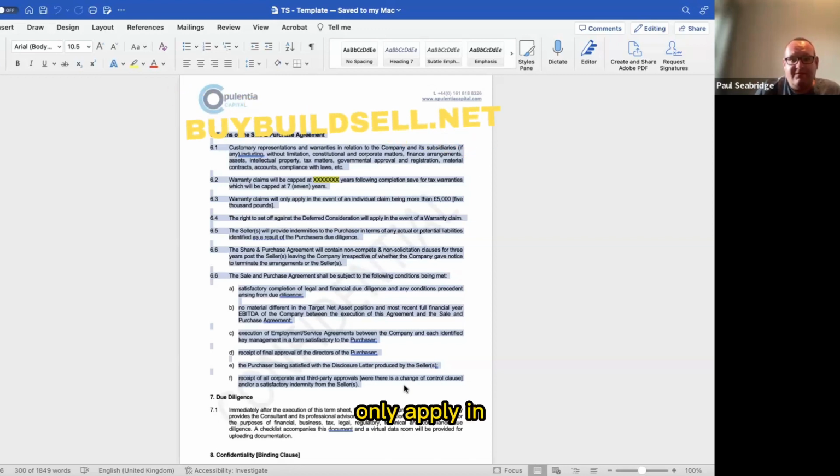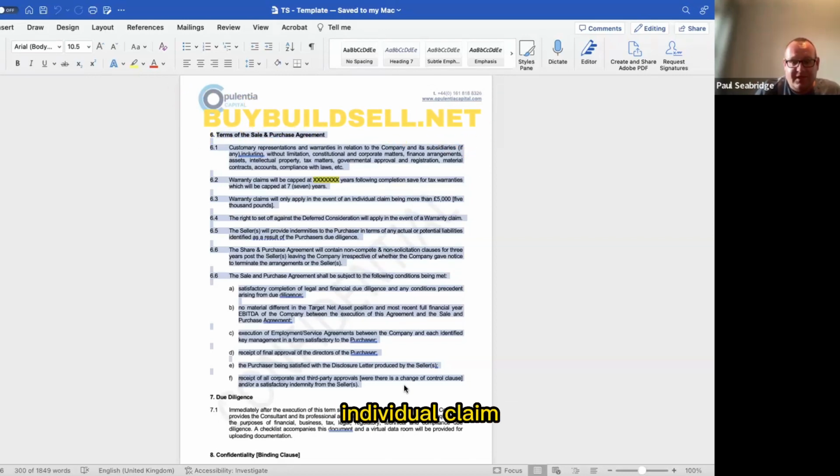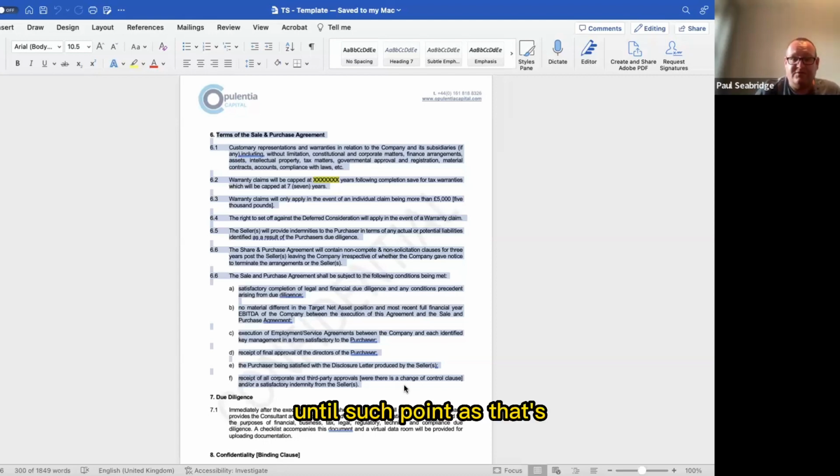Warranty claims will only apply in the event of an individual claim being more than £5,000, so that we're not going to bother them with really immaterial small items. And we'll have the right to set that off against the deferred. So if we made a warranty claim, we could offset whatever that warranty claim is against the deferred, so basically don't pay the deferred until such point as that's all been resolved through a claims process, which is all defined in the SPA.